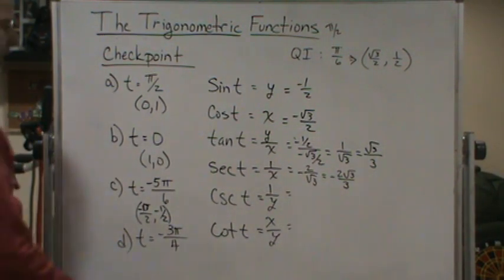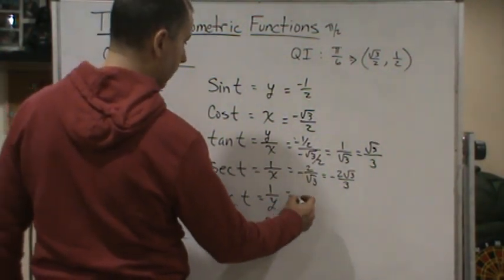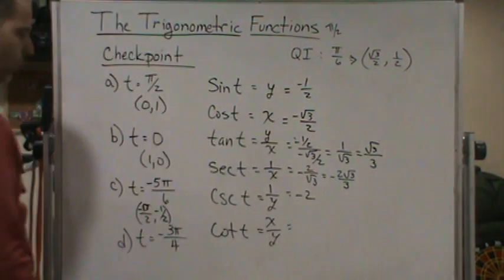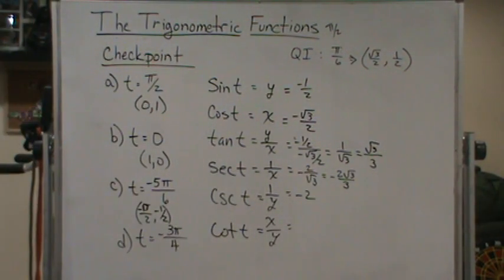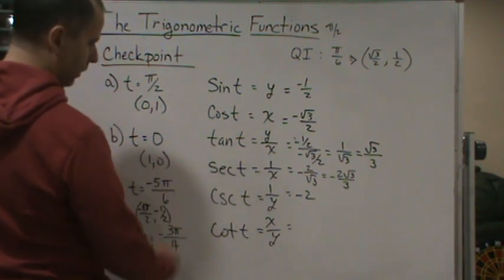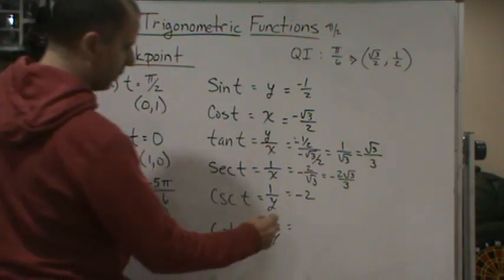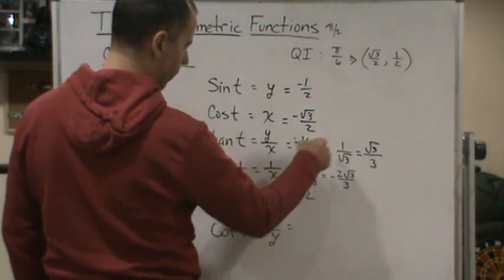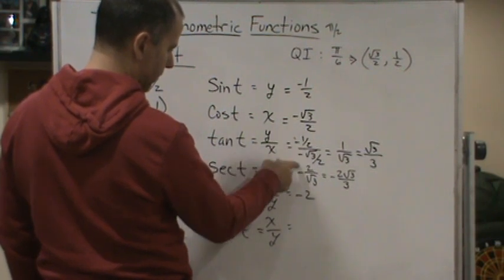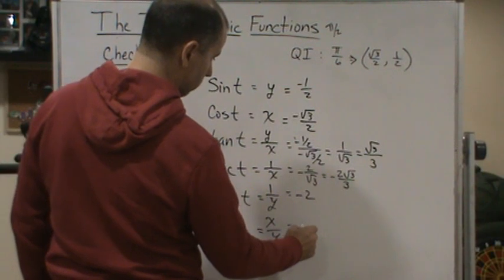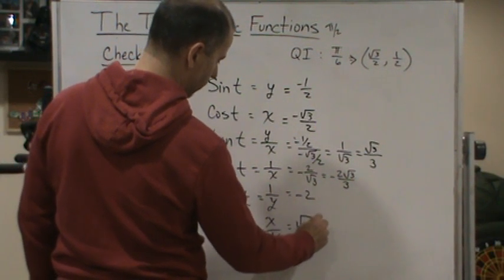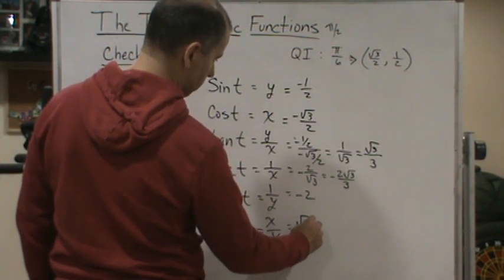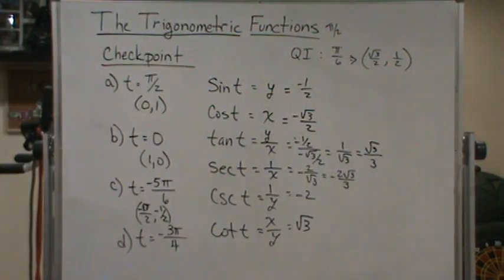And then y is going to give us what? Negative 2, or 1 over y. So cosecant t is going to be 1 over y, which is going to give us negative 2. And then cotangent t is just the reciprocal of tangent. Well, in this case here, if we go back to this and flip these two, it'll just be root 3, or positive root 3, I mean. Yeah. So square root of 3.